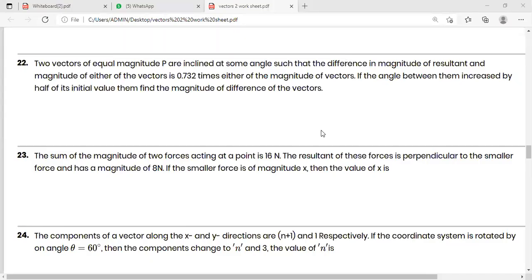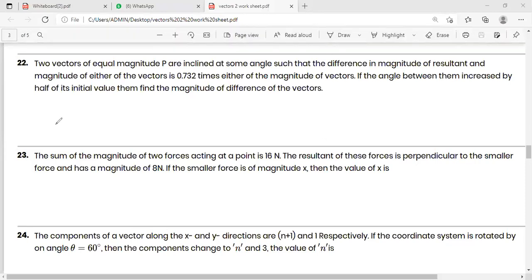Read the question. Two vectors of equal magnitude P are inclined at some angle such that the difference in magnitude of resultant and magnitude of either of the vectors is 0.732 times either of the magnitude of vectors.